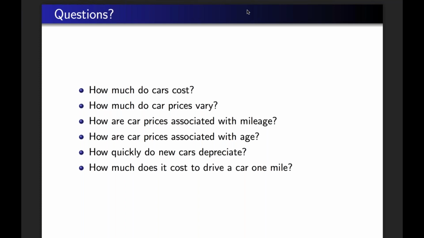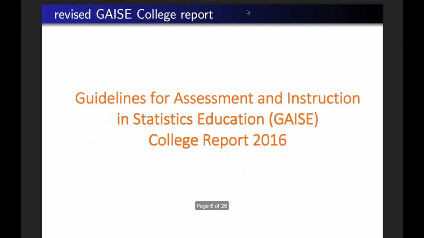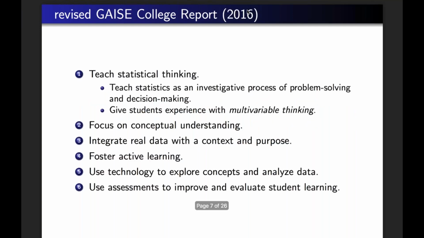To get some sense of what it might be, we're thinking about quantitative numeracy skills for our students. A lot of this work is motivated by the revised GAISE College report, which came out last year. As part of that, there was an expansion of the first point, teaching statistical thinking, where we wanted to talk about ways of teaching statistics as an investigative process and give students multiple experiences with multivariable thinking, where they start to think beyond just two variables.